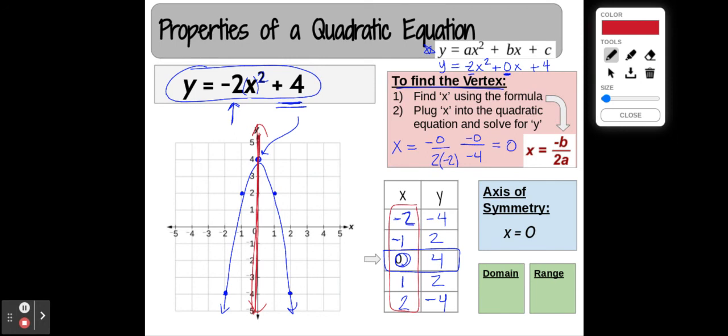Okay, now domain. Remember, domain can be any x value that you want. All day long, you could plug in any number that you want, so our domain is always going to be all real numbers. Domain: all real numbers. Range is your y value.